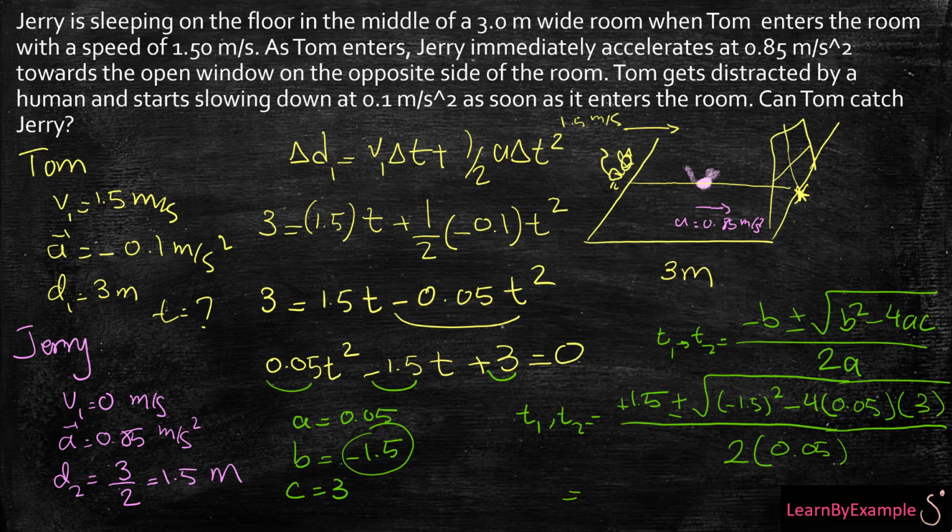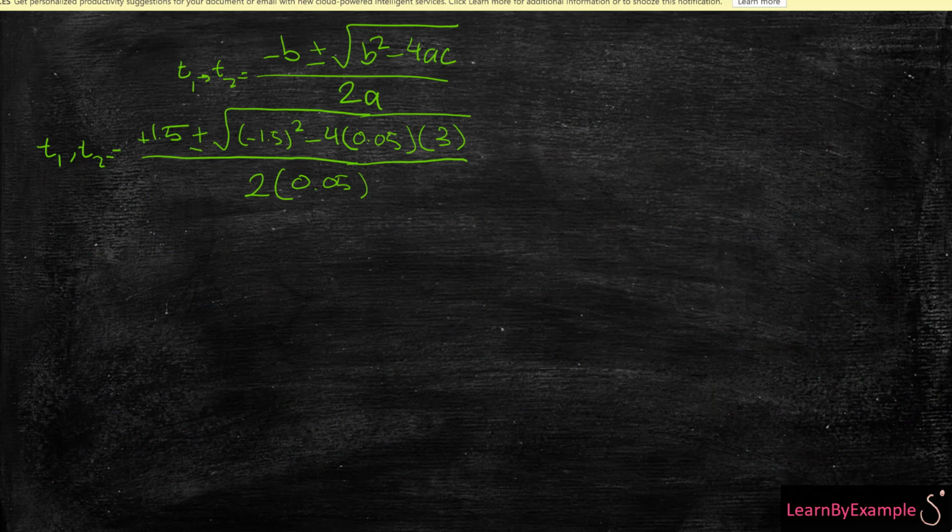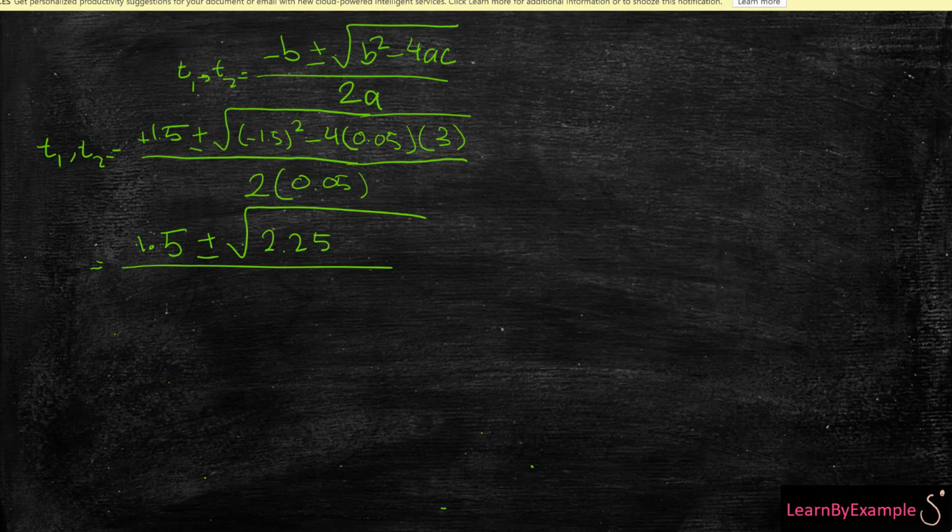Putting that into my equation, actually let's do it on a different page. So let's do it over here. Having that, I will have 1.5 plus minus 1.5 to the power of 2. I will have 2.25 minus 4 times 0.05 times 3 will be 0.6. And 2 times 0.05, it will just be 0.1.